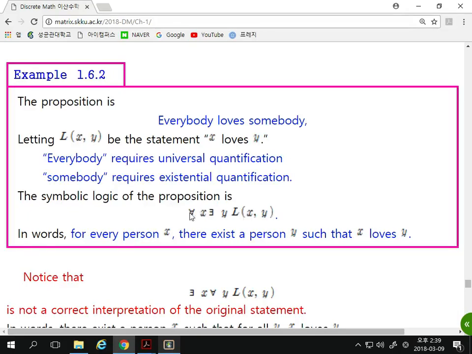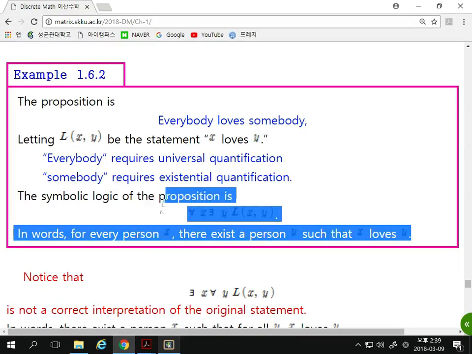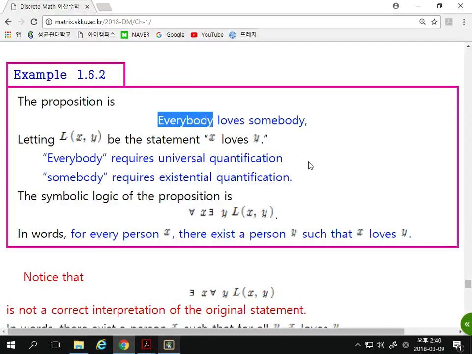Here, in other words, for every person x, there exists a person y such that x loves y. So these are all the same sentence. So this sentence can be written as this, with those quantifiers. Okay?